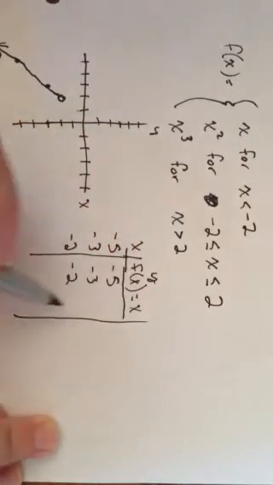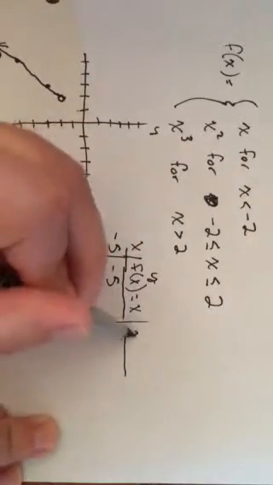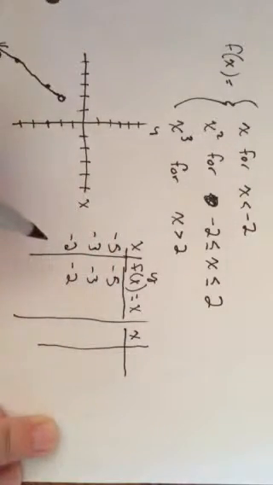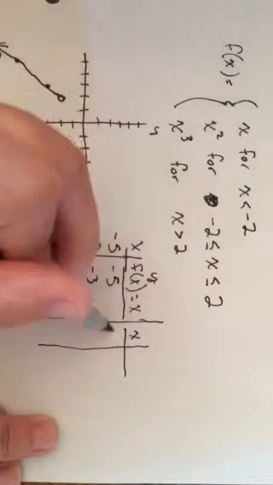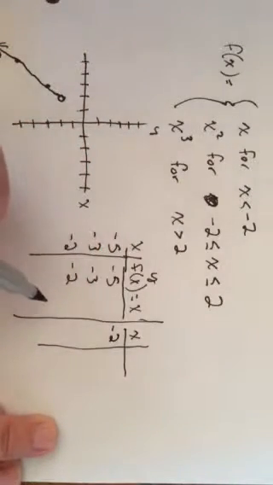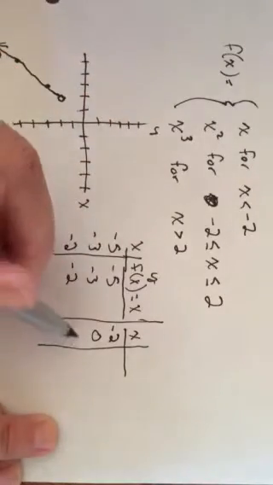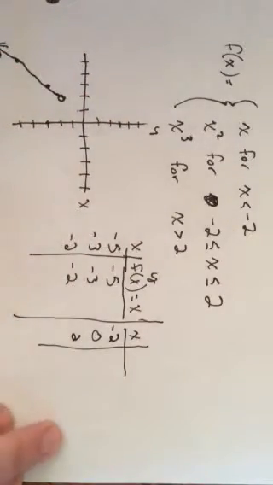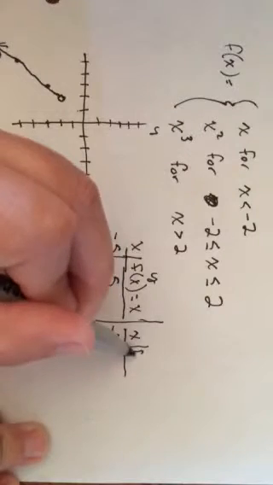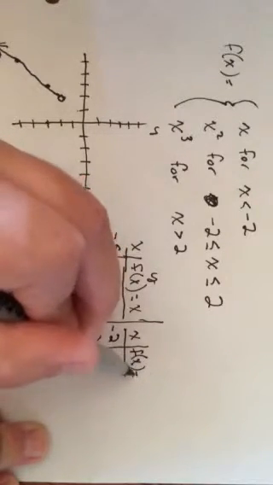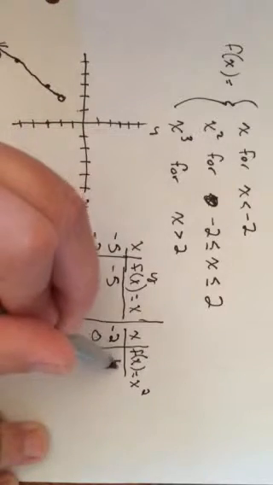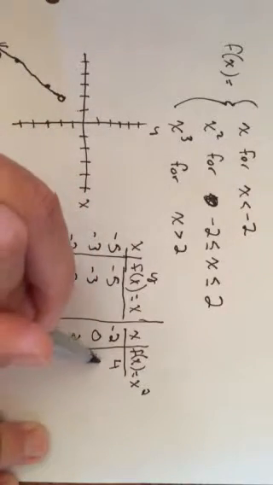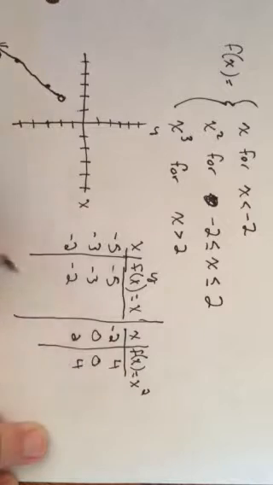Let's do the points where x is in between -2 and 2. Since it hits -2, I'm going to do -2. I'm going to do 0 because I always like to know my intercepts. And I'm going to do +2 because it also hits there. This time I'm using f of x equals x squared. If I sub in -2, I'll get 4. If I sub in 0, I'll get 0. If I sub in 2, I'll get 4.